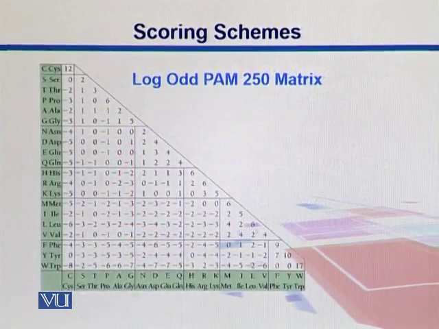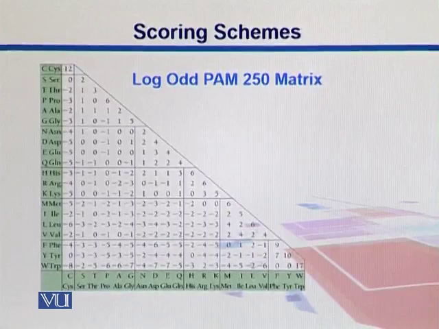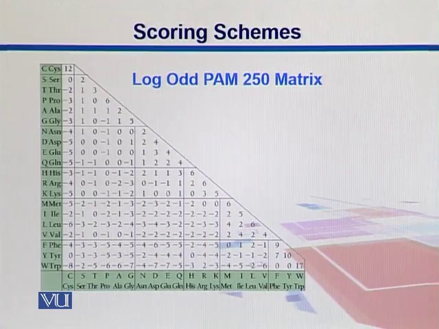This is how they came up with the log-odds PAM 250 matrices. We don't have time to go into the details of how they are constructed, but they take some data sets, look at the observed substitutions, compare them with the expected ones, and then convert them into log scales. Basically it's a 20 by 20 matrix, but we are just looking at half of it, because we don't want this information to be duplicated. So we just take part of it.